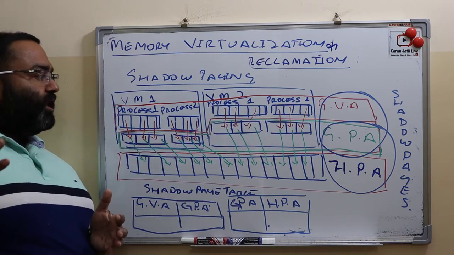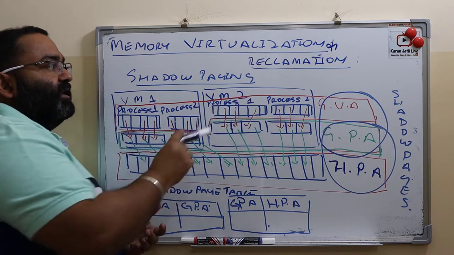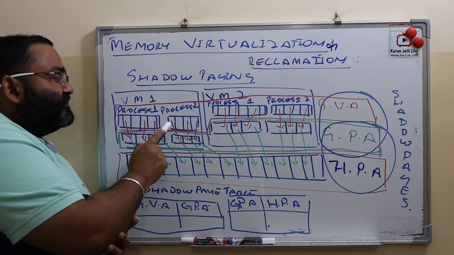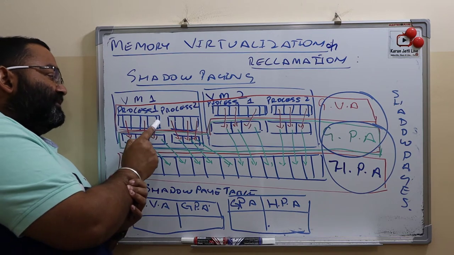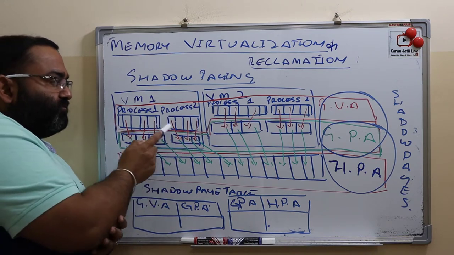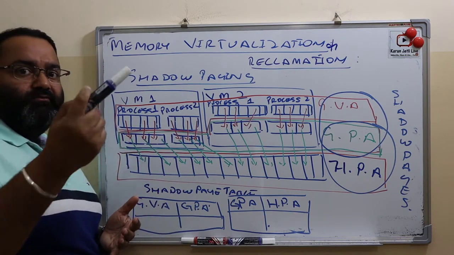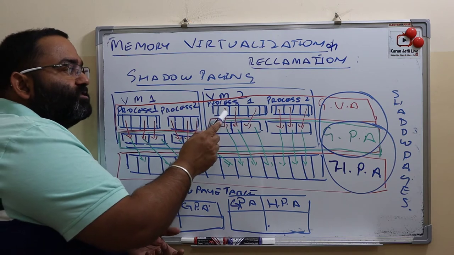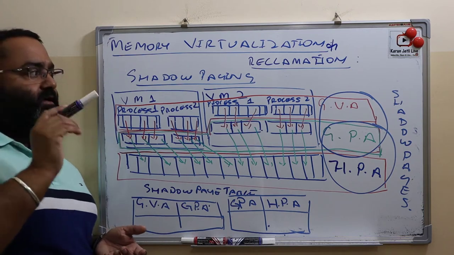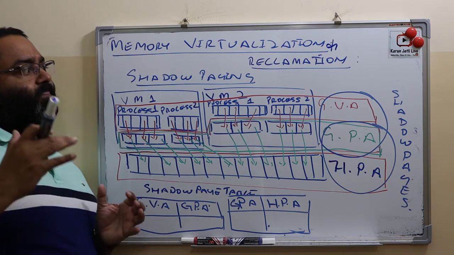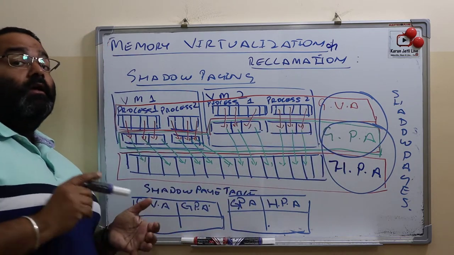Okay, now what will our hypervisor do? First, it will map these virtual addresses with the guest physical addresses. So it will map this page with this page, and this page with this page. So this is a virtual address page and this is the guest physical address page. And similarly for virtual machine 2, again it will first match this page with this, this with this, this with this. So the first mapping is done. So what is the first mapping? The first mapping is of guest virtual addresses with the guest physical addresses.